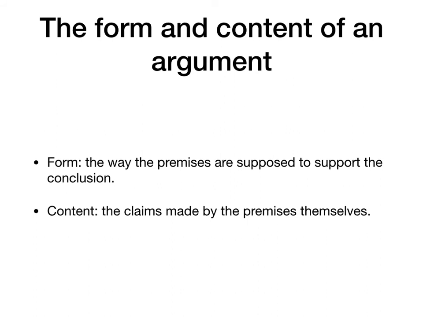So I'll go into more depth in this in the next lecture, but one of the things we can do to evaluate an argument is to look at the form of the argument and then the content of the argument. The form of an argument is the way that everything is supposed to fit together to support the conclusion. The content is the stuff the argument actually says. Form, the way the premises are supposed to support the conclusion. Content, the actual claims made by the premises themselves.